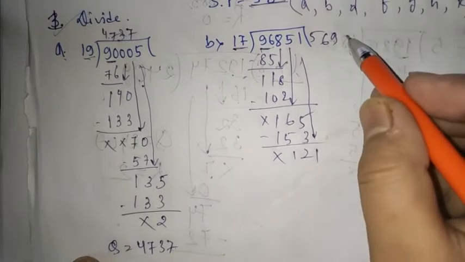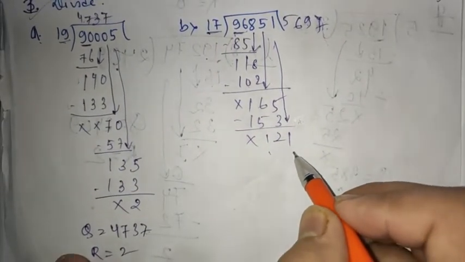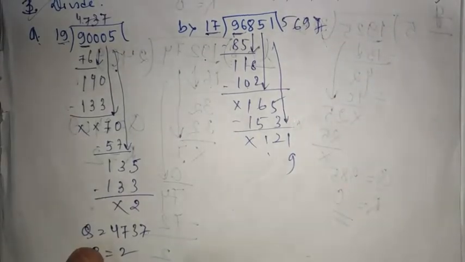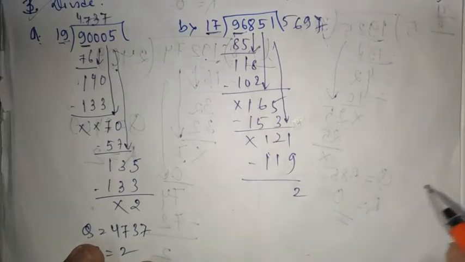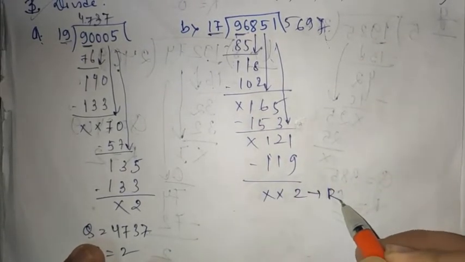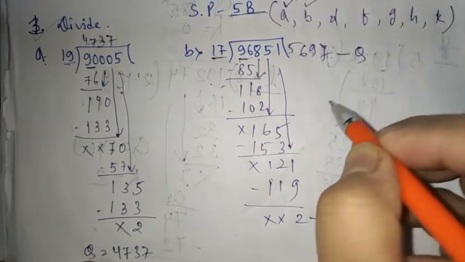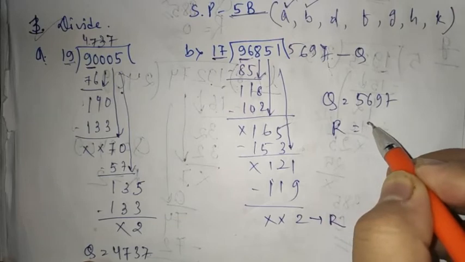So only 17 7s is possible, which is 119. So 17 7s is 119. 7 7s are 49. 7 8s, 7 7s is 119, right? So when you subtract this, 9, 10, 11. So this is 0 here. So your remainder is 2. Your question is this. So your Q is 5697 and your R is 2.